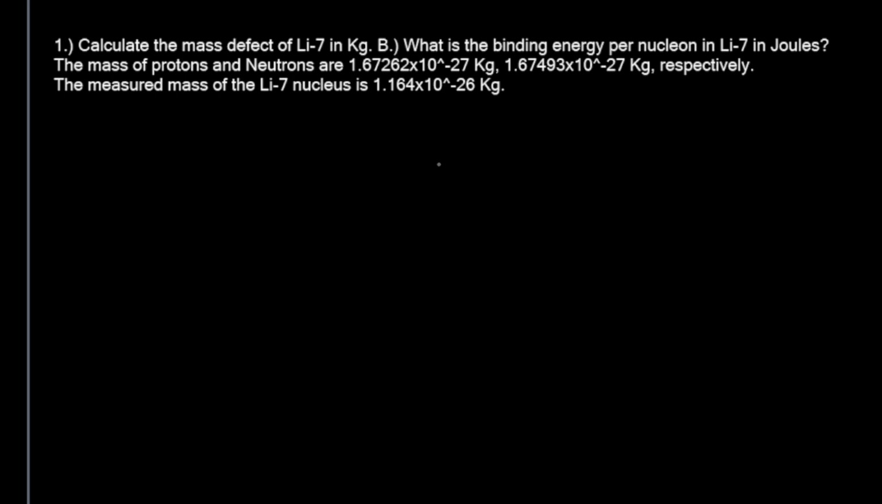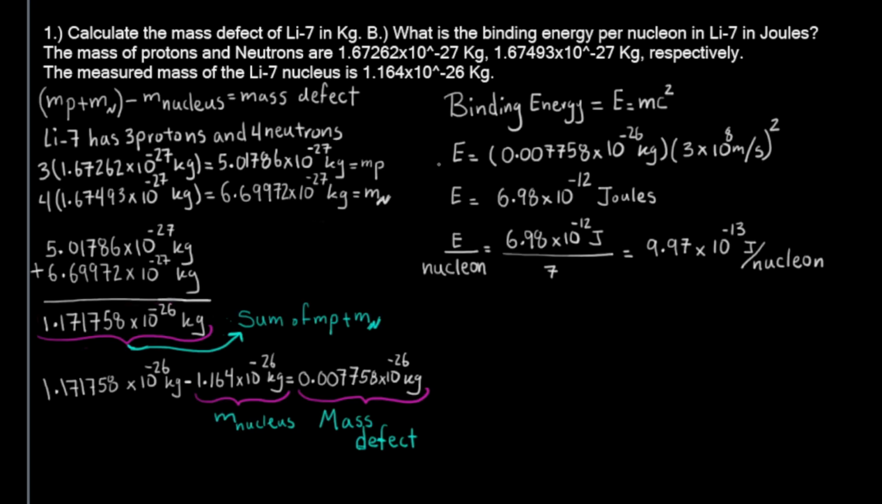Let's work on another problem to see how we can calculate the mass defect and also, this time, the binding energy as well. So number 2 reads, calculate the mass defect of lithium-7 in kilograms. What is the binding energy per nucleon in lithium-7 in joules? The mass of protons and neutrons are given. The measured mass of the lithium-7 nucleus is also given. Take a minute, pause this video, work through this problem by yourself, then come back and see the solution to this problem. So here's the solution to this problem.